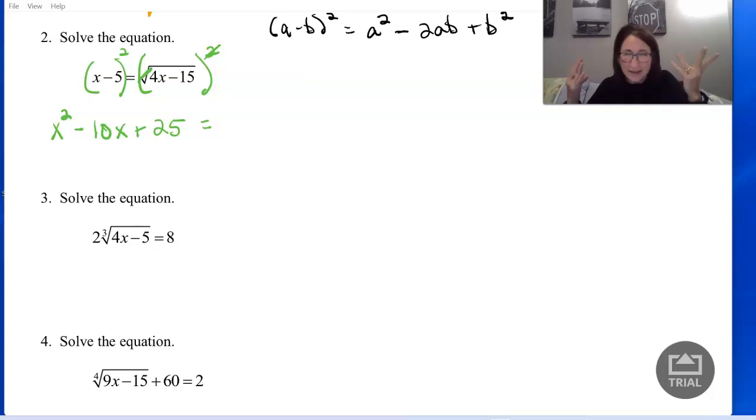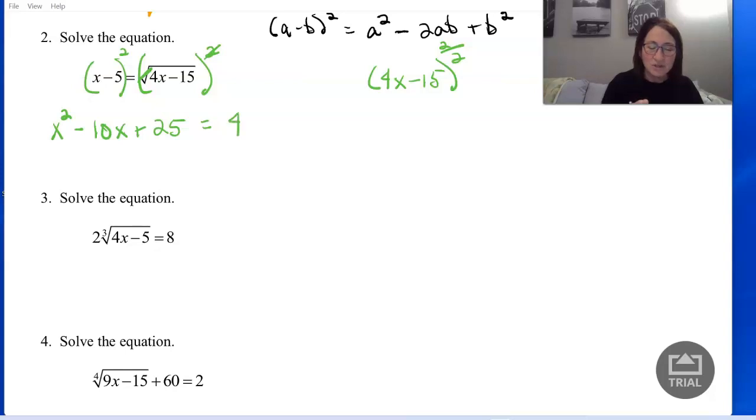It doesn't really cancel out, but you can think of it that way. Mathematically, what it's really doing is, if I converted that radical to a fractional exponent, you would take that radicand of 4x minus 15 and put the exponent over the index. And that 2 over 2 is 1. That's why it's equal to 4x minus 15, that radicand.